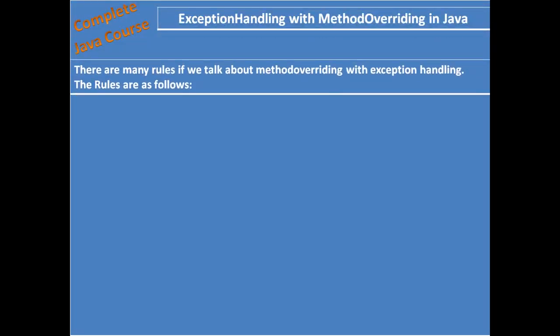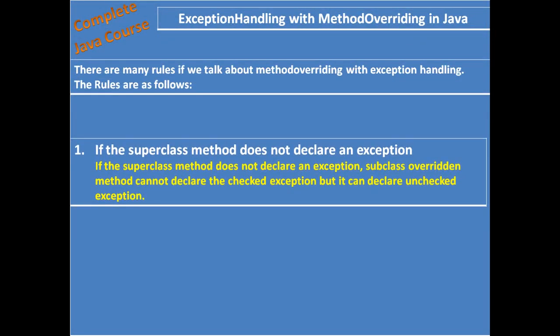There are many rules if we talk about method overriding with exception handling. The rules are as follows. Number 1: if the superclass method does not declare an exception, the subclass overridden method cannot declare a checked exception, but it can declare an unchecked exception. So let's understand this point with an example on the Eclipse IDE.